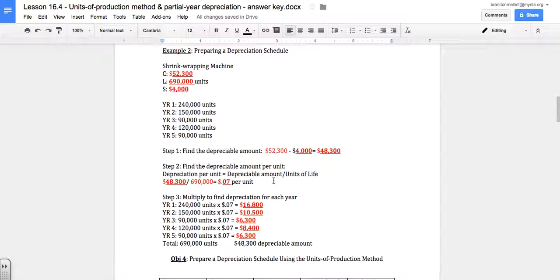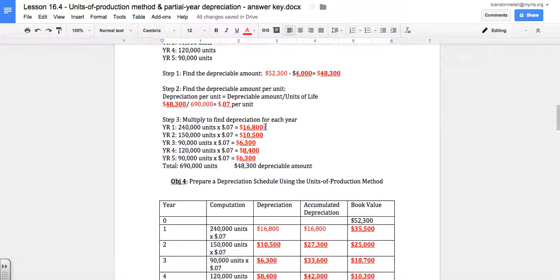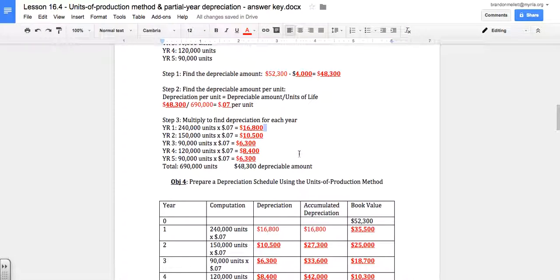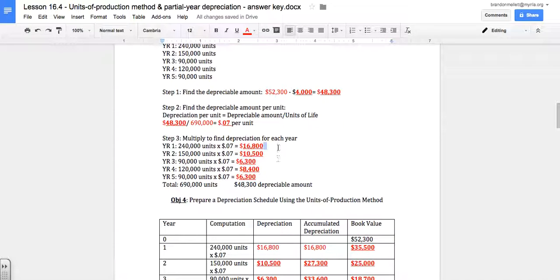Step 3. Now let's find how much this shrink wrapping machine would be worth or would depreciate after the units of life. So we simply take the amount that they're asking for, 240,000, times our depreciation per unit, and we would find out year 1, this is how much it depreciates. Year 2, year 3, year 4, year 5. So all we're doing is taking the amounts they're asking for, multiplying it by the amount per unit, which we found here, and these would be the total amount it would depreciate.